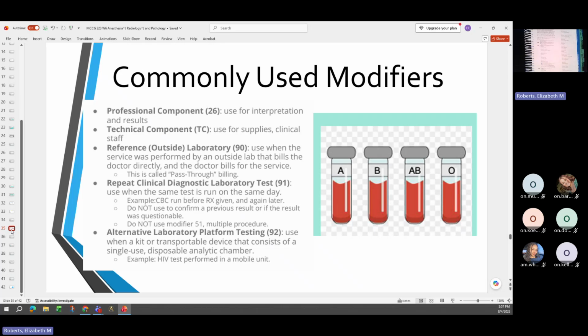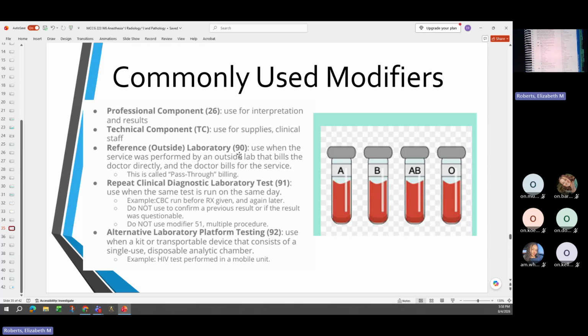Commonly used modifiers, you're going to have the professional component. You're going to have the TC and the 26 for some laboratory and pathology procedures. Some of them do have just the technical component. Some of them will have just that professional component. Depends on what you performed.